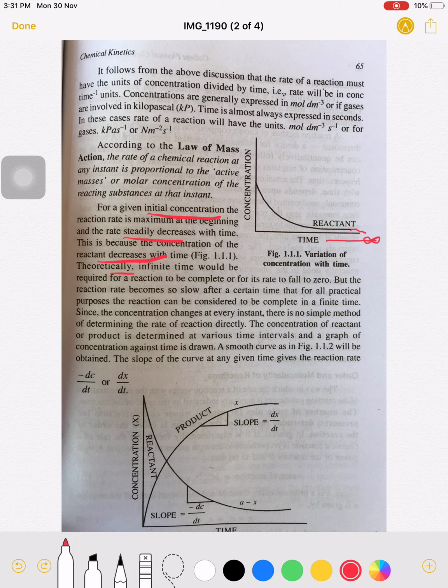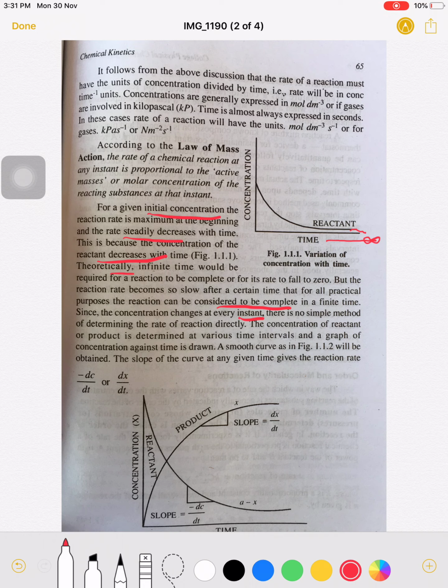But the reaction rate becomes so slow after a certain time that for all practical purposes the reaction can be considered to be completed in a finite time. Since the concentration changes at every instant, there is no simple method of determining the rate of reaction directly. So the concentration of reactant changes every second. Therefore, there is no simple method for determining the rate of reaction directly.